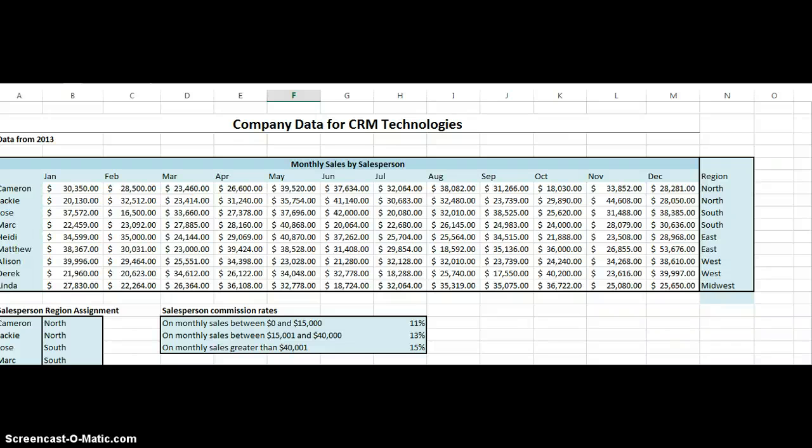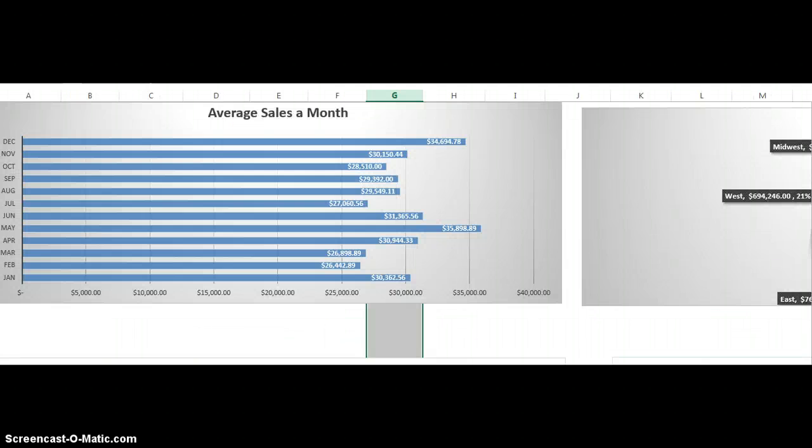Okay, so for Sam and I's dashboard project, we decided to use the company data from CRM Technologies. We decided to do the sales. So here we have our dashboard.